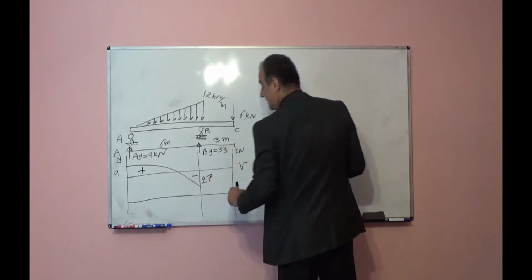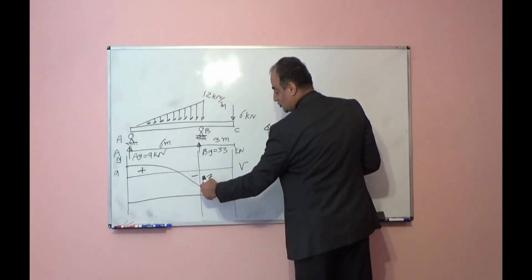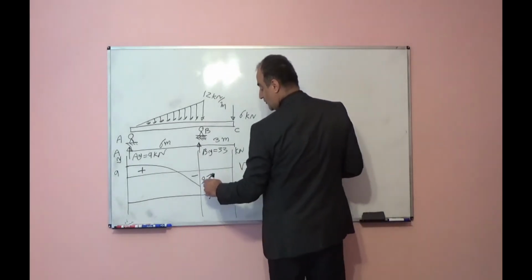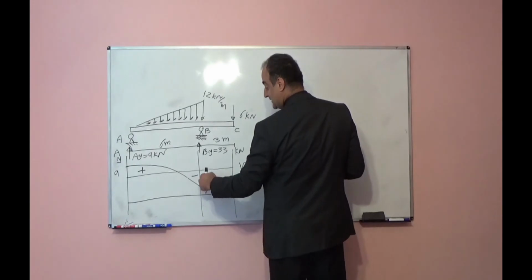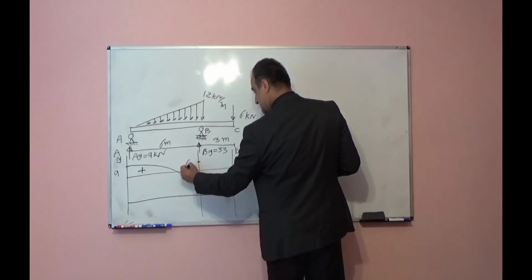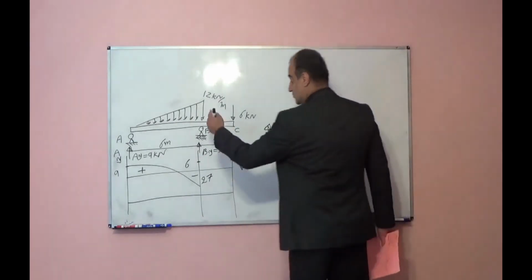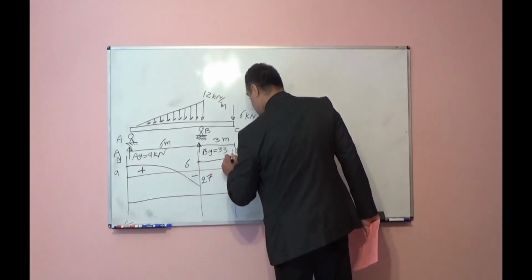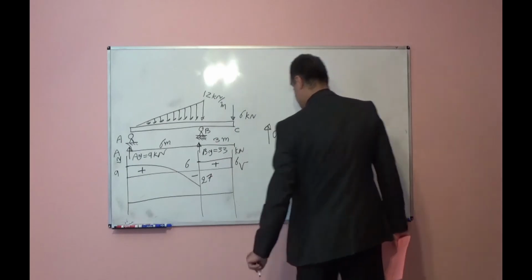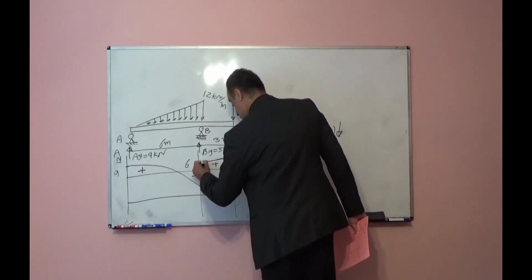At point B you have reaction 33 up, so you will move from here 33 up. If you move from negative 27, 33 up, you will reach to the 6 positive. Then there is no force, continue. Then 6 down. This will be shear force diagram.